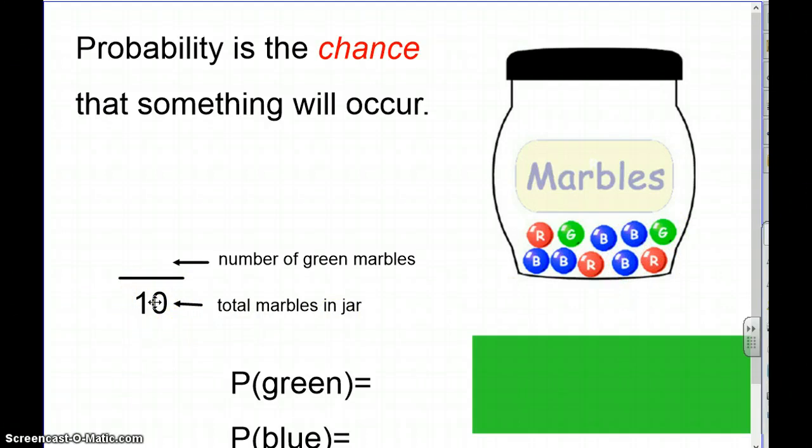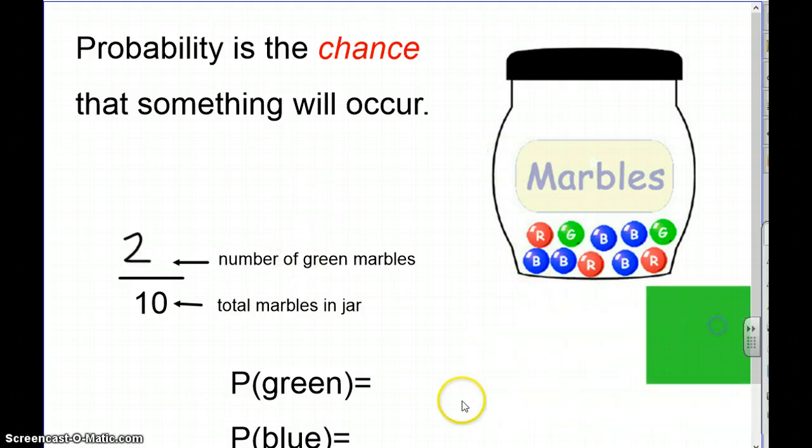So if we want to figure out the probability of drawing a green marble, we would count the number of green marbles that are in the jar. And we can easily see that there are 2 green marbles in the jar. So the probability, or the chance, of drawing a green marble is 2 out of 10. So if I drew marbles 10 times, most likely 2 of those times they would be green.